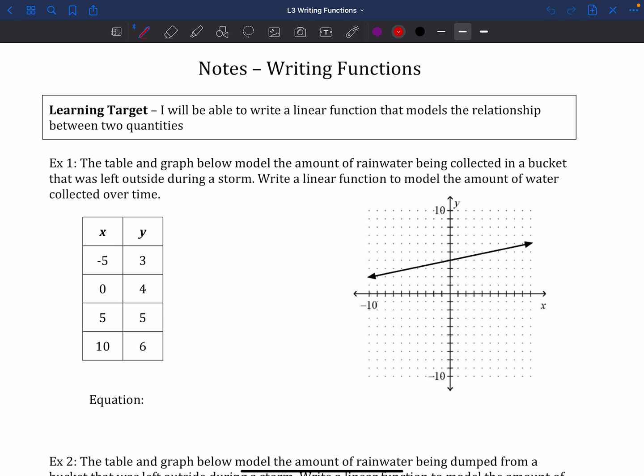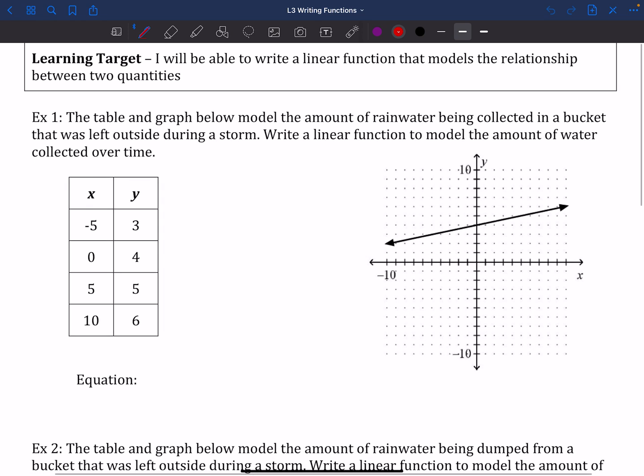Today, what we're going to be doing is we're going to talk about writing functions, right? Obviously, writing functions can be a whole lot of different things. You could write all sorts of functions. But today, we're going to write a linear function that models the relationship between two quantities, or two variables, I guess, is what we could say. So, we're going to look at a table of values, and we're going to look at a graph. You can use either one to help you figure out what a proper equation would be.